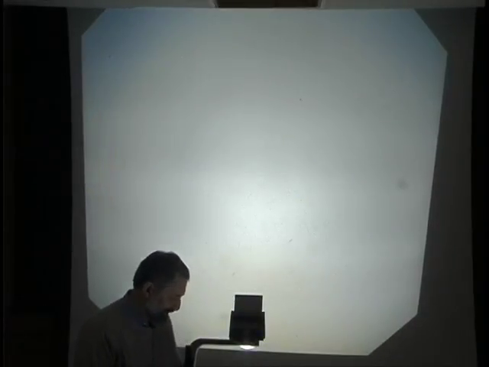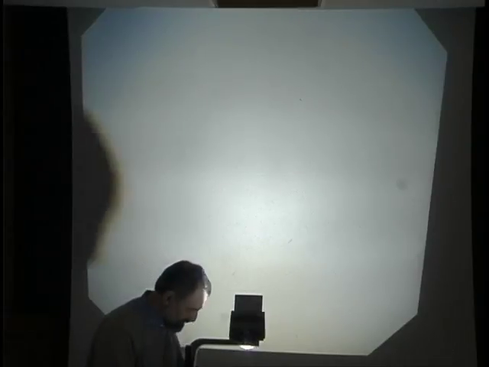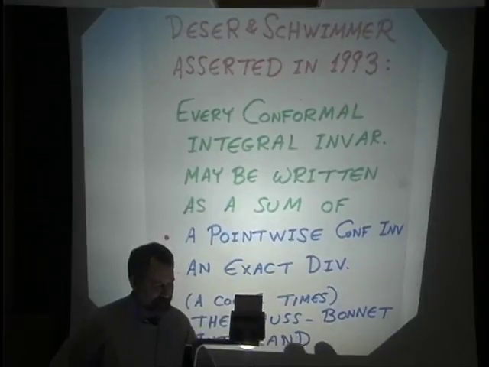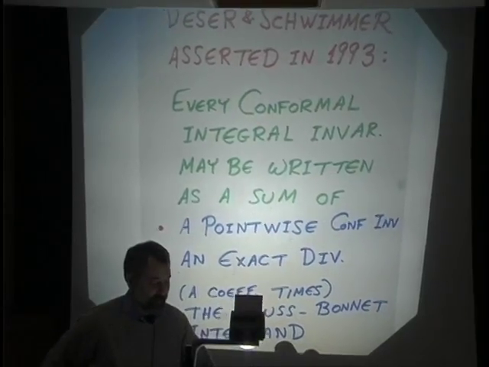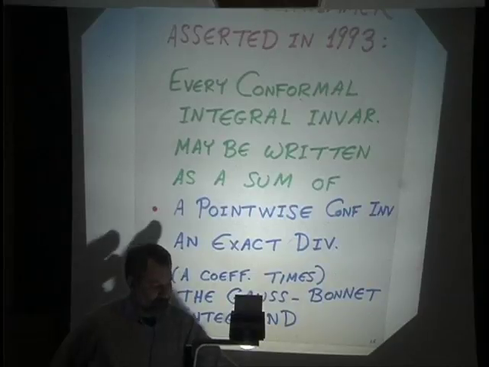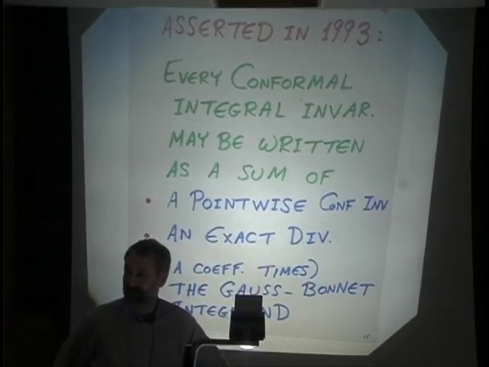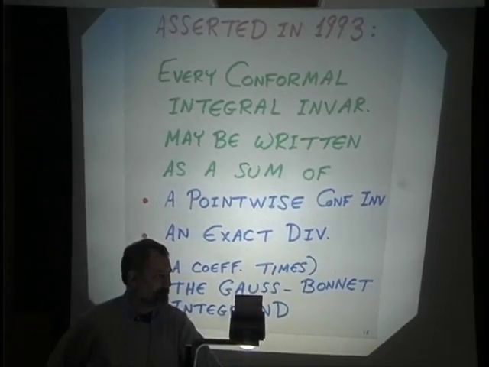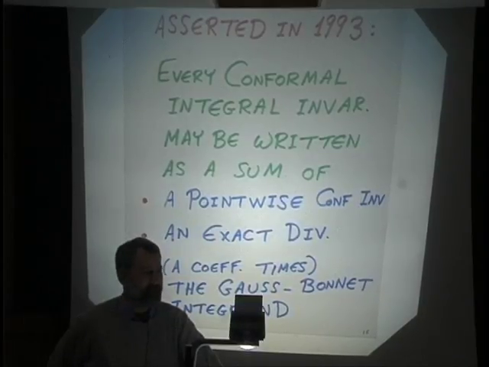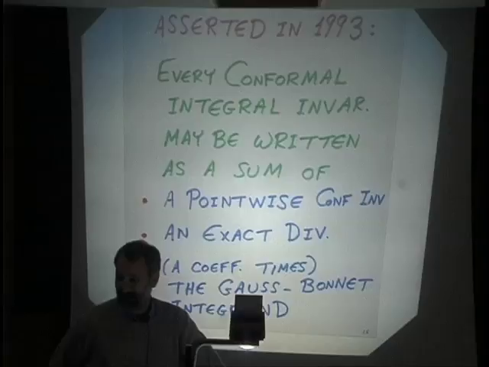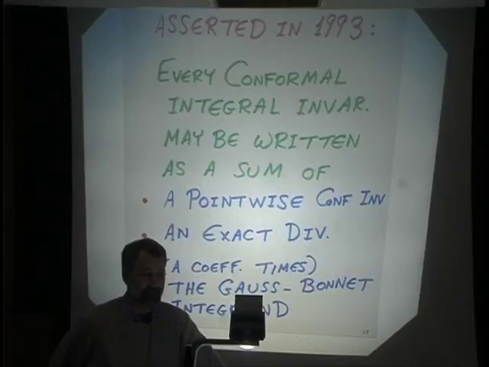Now, Deser and Schwimmer, two particle physicists, asserted in 1993 that every conformal integral invariant may be written as a sum of a pointwise conformal invariant, an exact divergence, and some coefficient times the Gauss-Bonnet integrand. Depending on which physicist you talk to, you may or may not hear the assertion that this is obvious. However, no matter which physicist you talk to, I think if your goal is to come up with a proof, you will not hear anything useful.